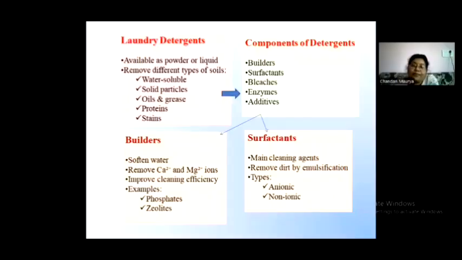Detergent contains many components. The laundry detergent may contain builders, approximately 50% by weight, surfactants 50%, bleach 7%, enzyme 2%, soil anti-deposition agents, foam regulators, corrosion inhibitors, optical brighteners, dye transfer inhibitors, fragrances, dyes, fillers, and formulation aids.